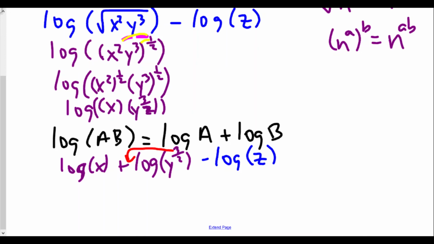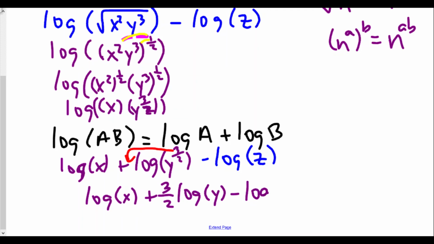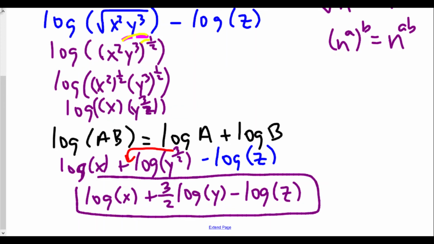So we finally get as our answer log of x, that's still okay, plus 3/2. That exponent now becomes a multiplier, or coefficient, for the log, which is now log of y. We remove the exponent, minus log of z to trail at the end. Our final answer, which is a good idea to box, ladies and gentlemen, so the grader knows what your final answer is, is all simple logs: log of x plus 3/2 log of y minus log of z. We have used our product rule, our quotient rule, and our power rule.